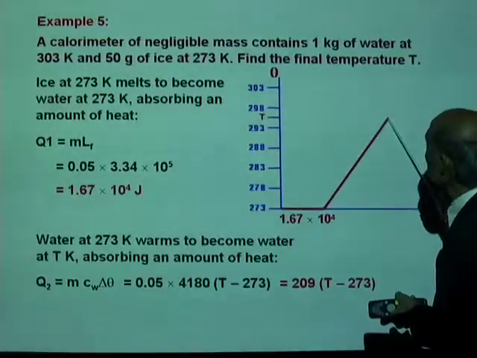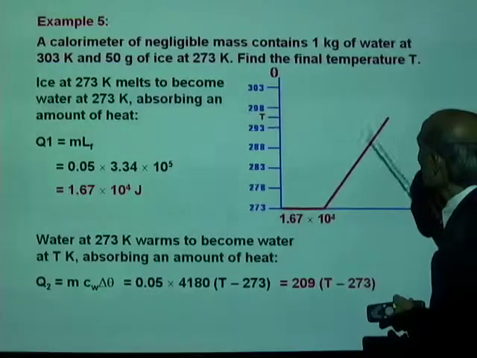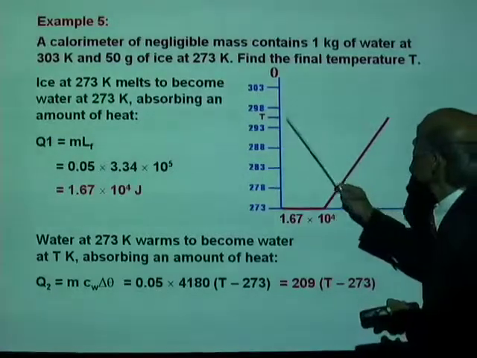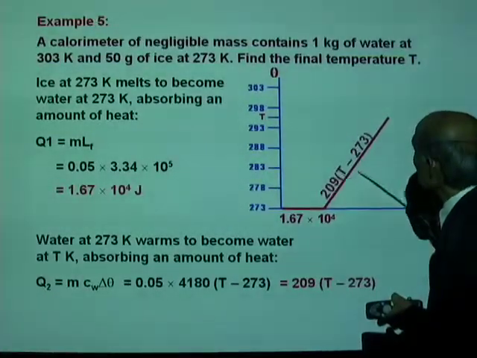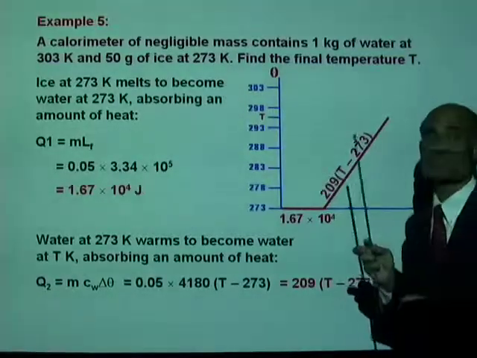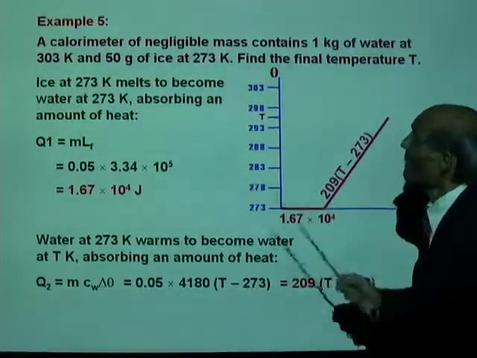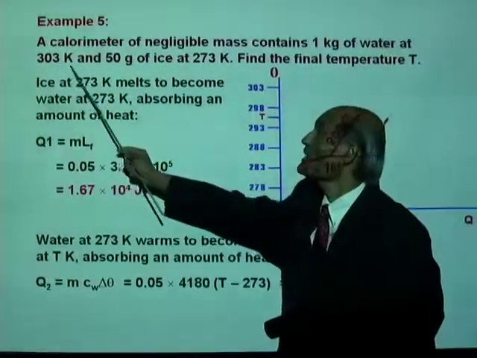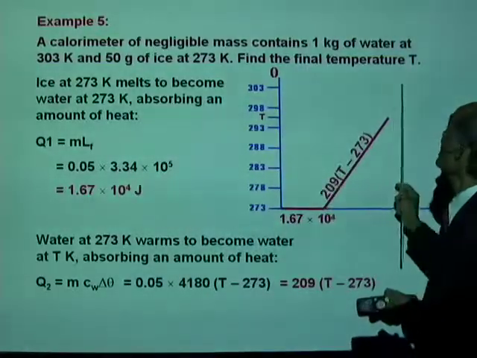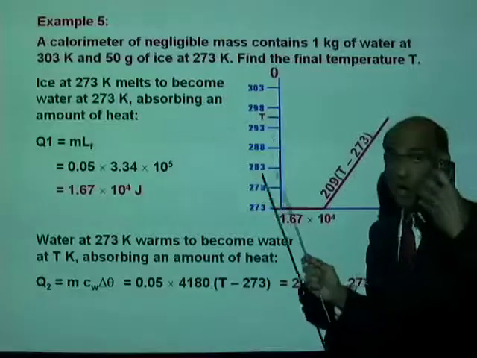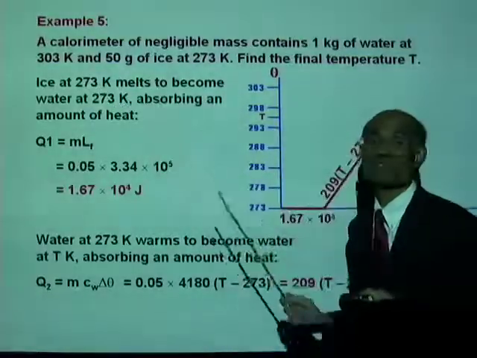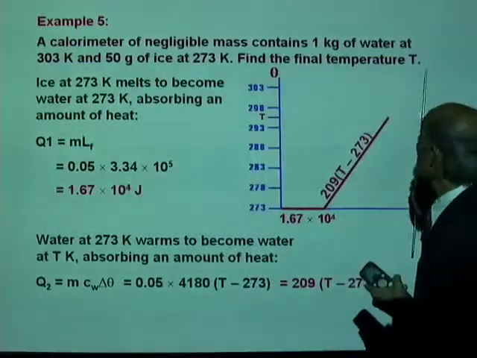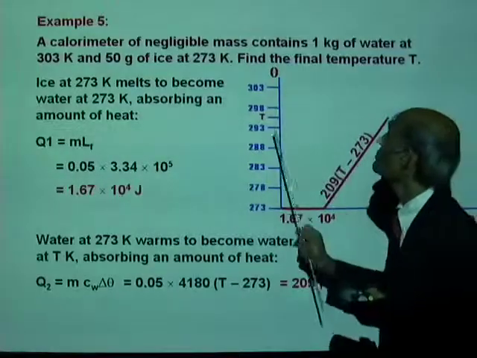And that is this quantity here. The amount of heat absorbed by water at 273 Kelvin to become water at T Kelvin is 209 times T minus 273. Alright, now we have 1 kilogram of water at 303 Kelvin. You see, the bucket contains hot water. Its temperature is 303 Kelvin. Now, it is now going to lose heat. From 303, it is going to come down to this T.